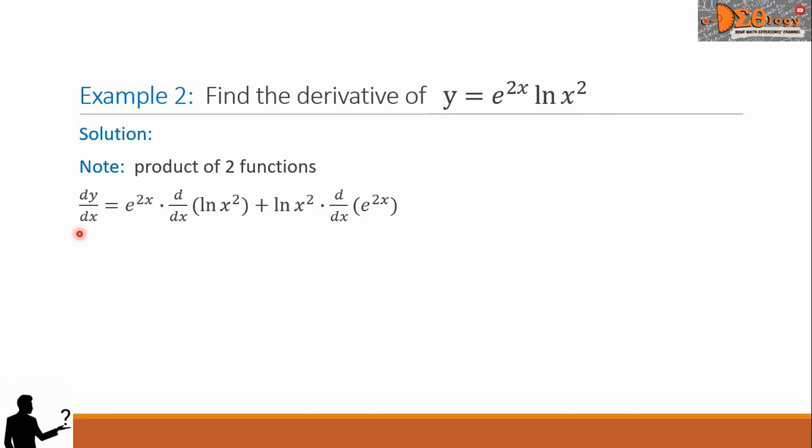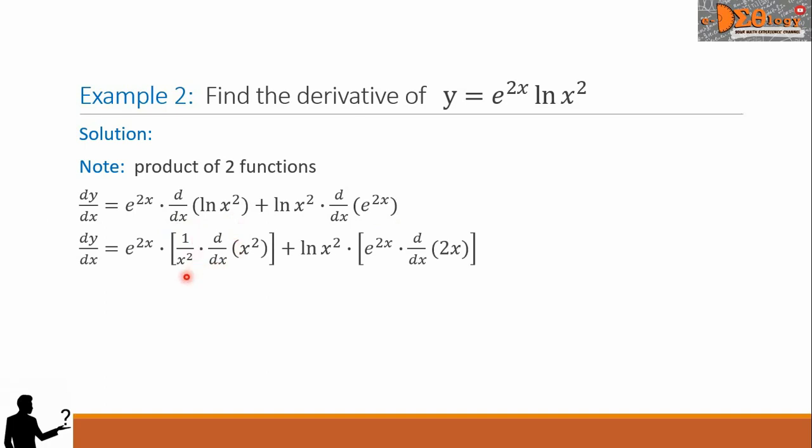On the next line, we're going to copy everything, and this time we will simplify the respective derivative. So the derivative of ln x squared is 1 over x squared times the derivative of x squared. In here, the derivative of e raised to 2x is e raised to 2x times the derivative of 2x. We will copy this line in the next step, but we will evaluate the derivatives respectively. So the derivative of x squared will be 2x. The derivative here of 2x is now 2.